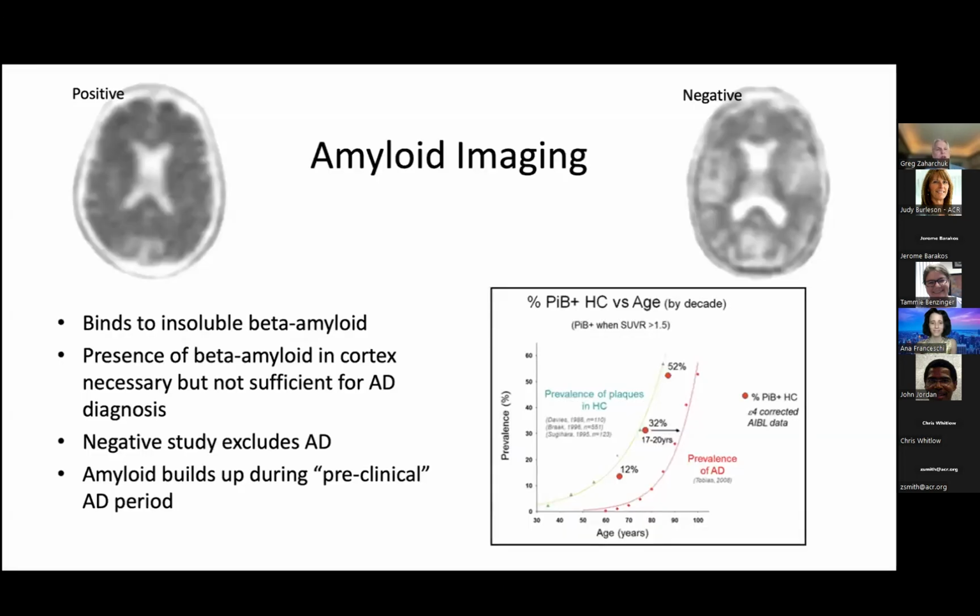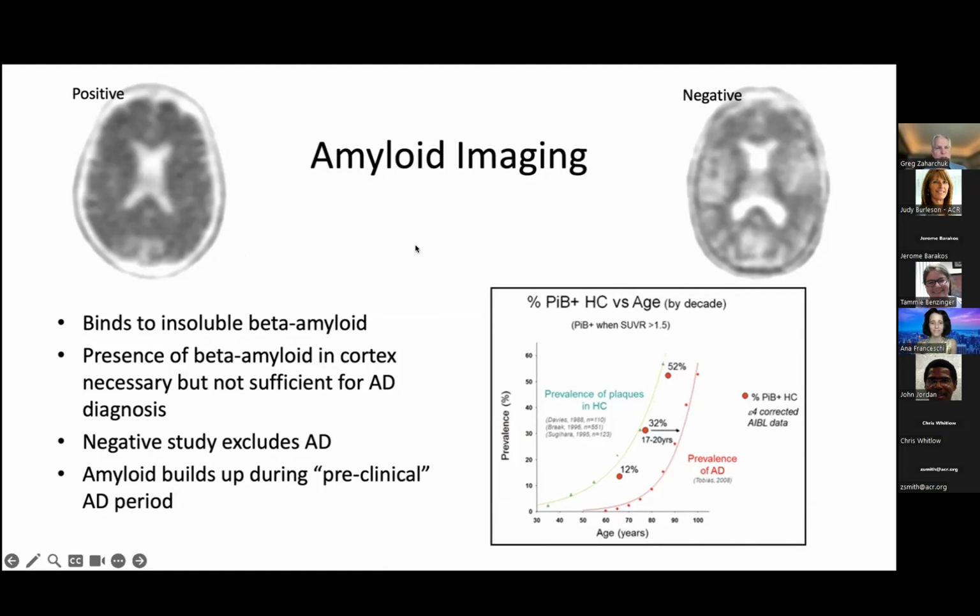Okay, so let's start with amyloid imaging, just so everyone's on the same page. This is a radiotracer that binds to insoluble beta amyloid. There are 3 vendors currently that make a version of this. And one of the interesting things about it is that you can actually have a positive scan and still be cognitively intact. So the presence of beta amyloid in the cortex, which defines the difference between a positive and a negative scan, a positive scan here on the left, a negative scan here on the right, is really determined by whether the tracer is being taken up within the cortex itself.